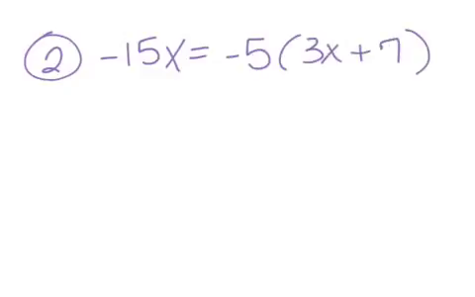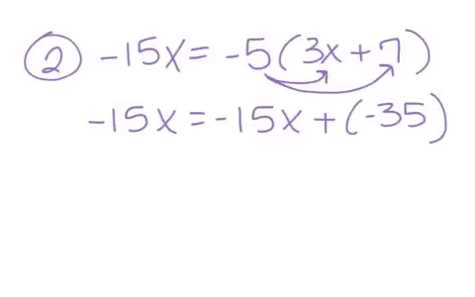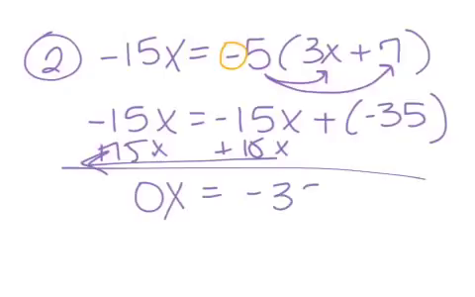All right, first thing I'm going to do is distribute my negative 5 times every term. Notice I didn't forget about this negative here. So I want to bring my x's to that side. So I'm going to do a positive 15x, positive 15x. That gives me 0 x's. If I have 15 x's and I take 15 x's away, that's 0 x's, which means 0 equals negative 35. That is not a true statement, so we know that is a no solution.